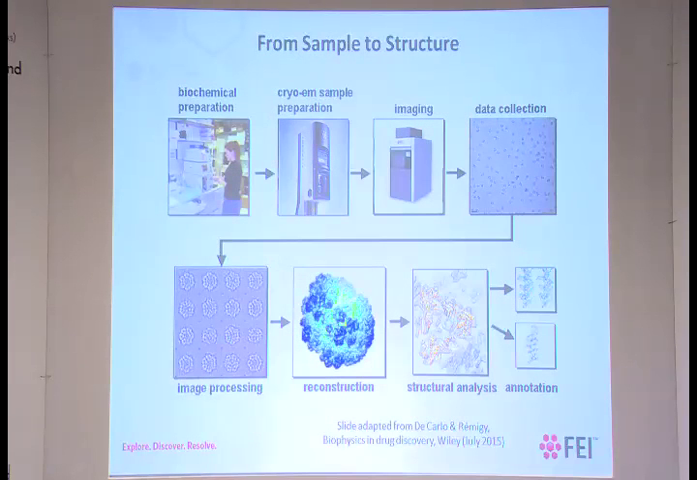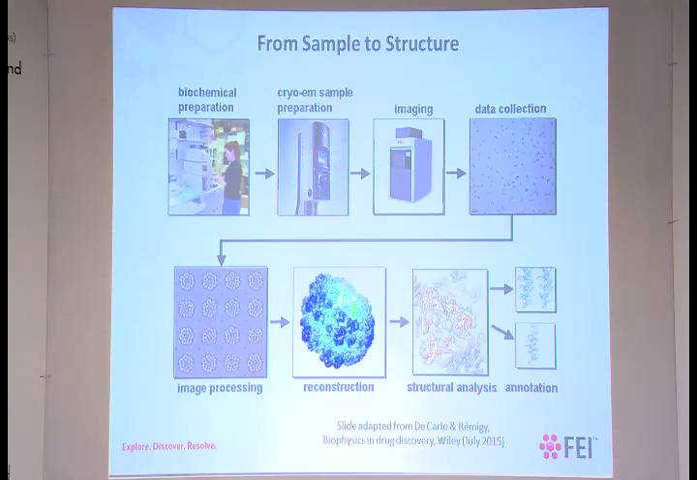Okay, so here's just the workflow that we use for automation. So we have the biochemical preparation, which is really important. If your biochemical preparation is not good, your sample's not homogeneous, for example, even if you put it in a Titan Krios, you are not going to get 3 angstroms resolution. You need to have your biochemical sample very good.